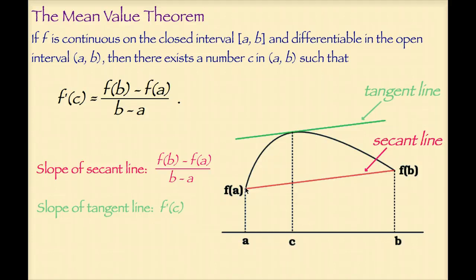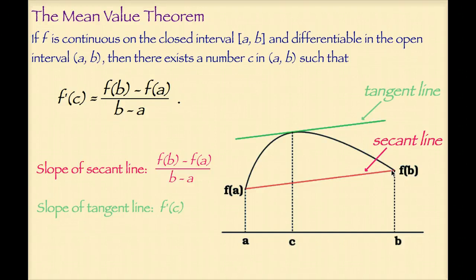What the mean value theorem is saying is that if the function is continuous and differentiable between f of A and f of B, there exists at least one place in that interval where we will have a tangent line to the graph that has the same slope as the secant line connecting f of A and f of B.